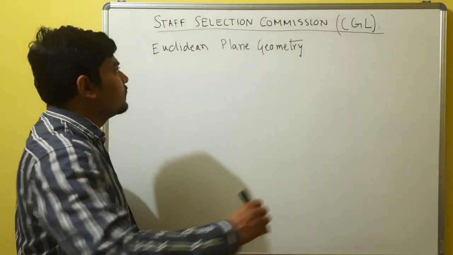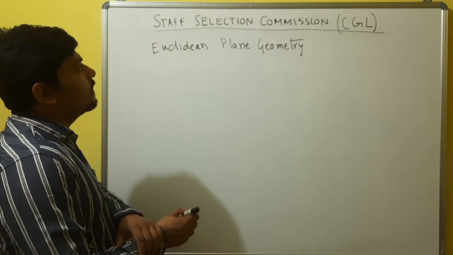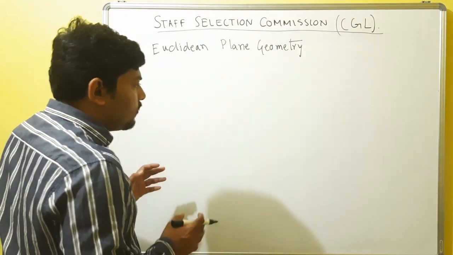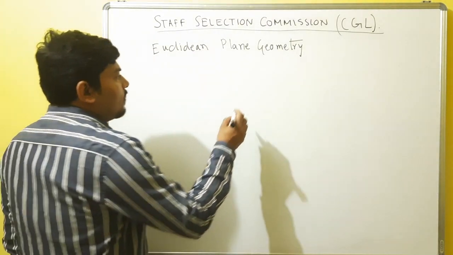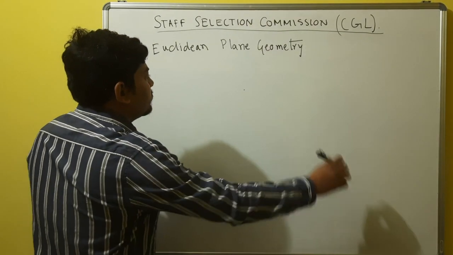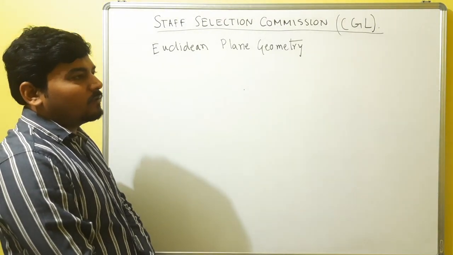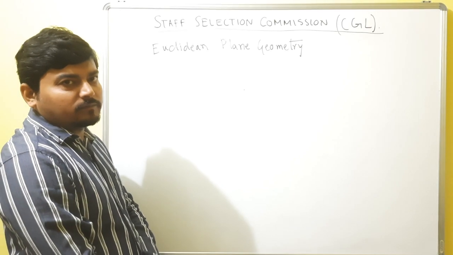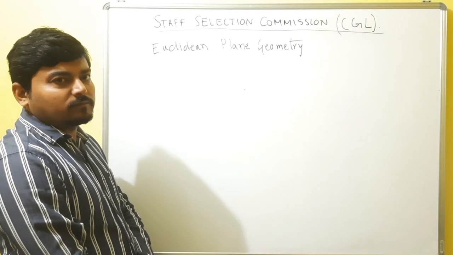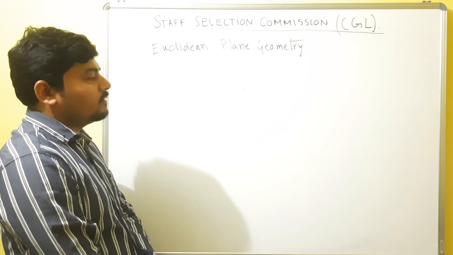Now, as this is the first class on geometry for SSC CGL, I'm going to start with the very basics. So first thing is, in geometry, what is a point? A point is something which has no length and no diameter. This is the definition of a point.